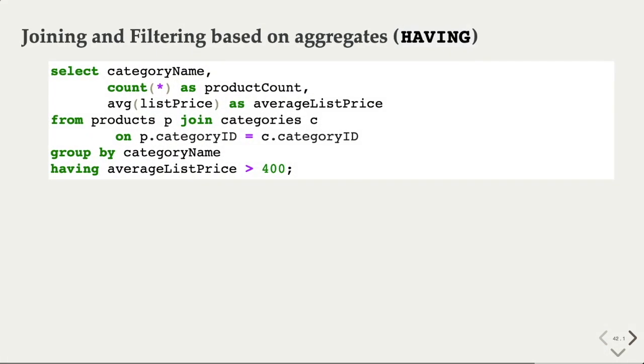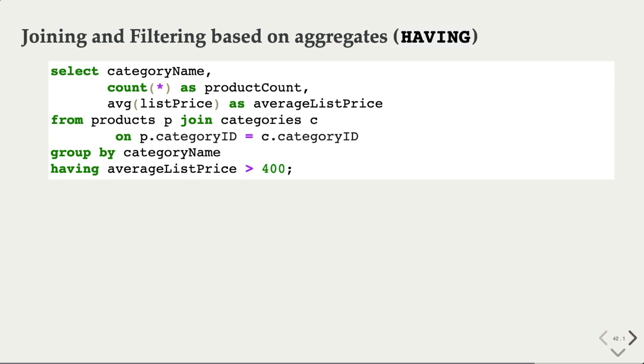Now, things get a little bit more complicated when you try to join things together, try to group by, and then try to do some filtering as well. Okay, so this takes some careful examination. So first, let's look at an example here. So here we try to select category name and then count the number of products for each category name, and then try to run the average list price, okay, also for each category name.